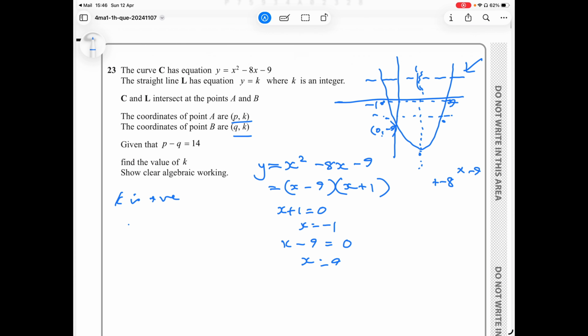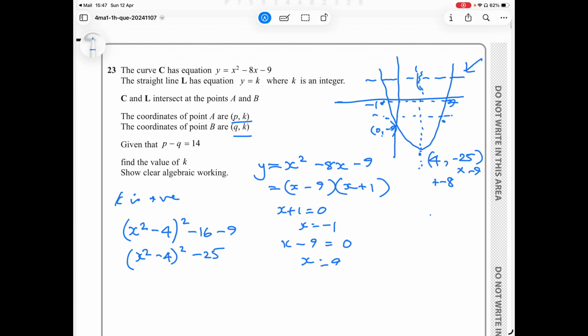So x squared, let's half the coefficient of x, minus 4 squared. Now we've got an extra 16, so we go minus 16 minus 9. So it's x minus 4 squared minus 25. So now we know that this point here is 4, minus 25, which means we know the following.